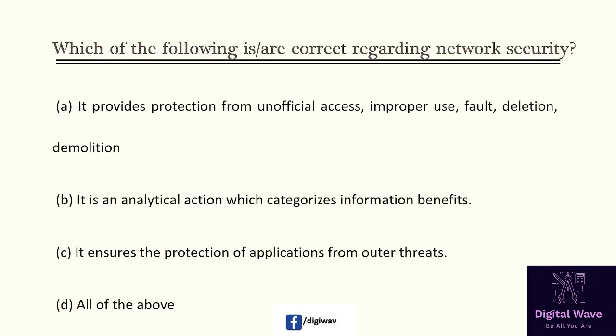Next question is which of the following is correct regarding network security? So option A is it provides protection from unofficial access, improper use, fault deletion, demolition. Option B is it is an analytical action which categorizes information benefits. Option C is it ensures the protection of applications from outer threats. Last option is all of the above. So right answer will be option A.